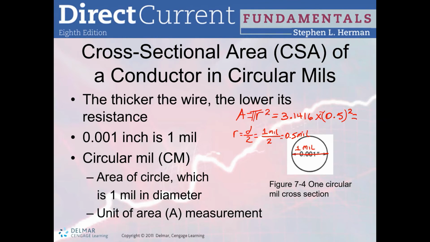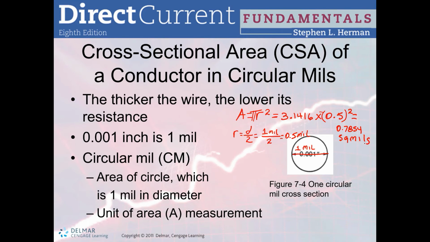Like in your case, that's going to be equal to how much? Can you do the calculation pretty quickly to find out, please? It's 0.785. Perfect. That's going to be equal to 0.785 what? Mil. And in this case, it's going to be square mils because it's area, right?